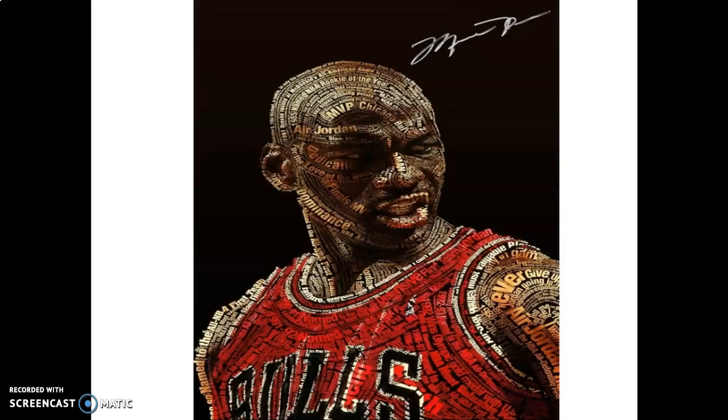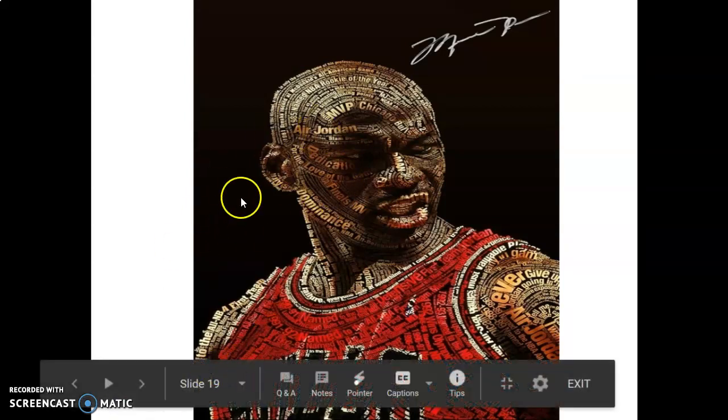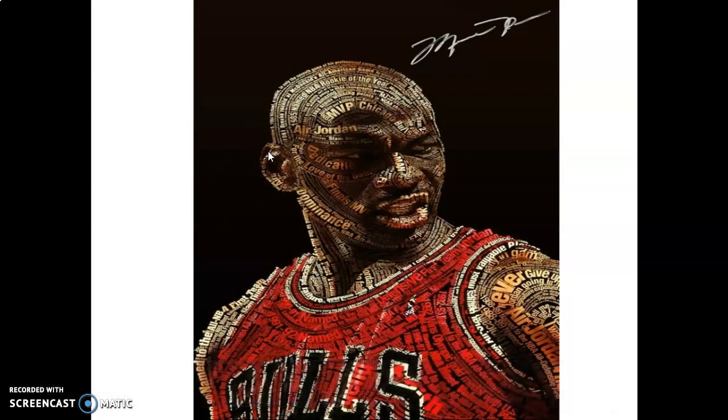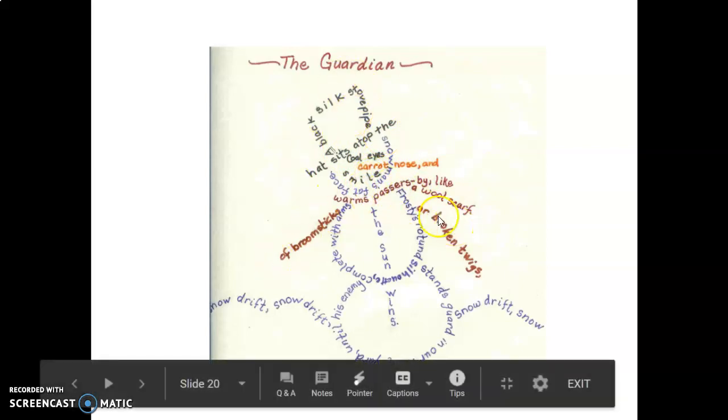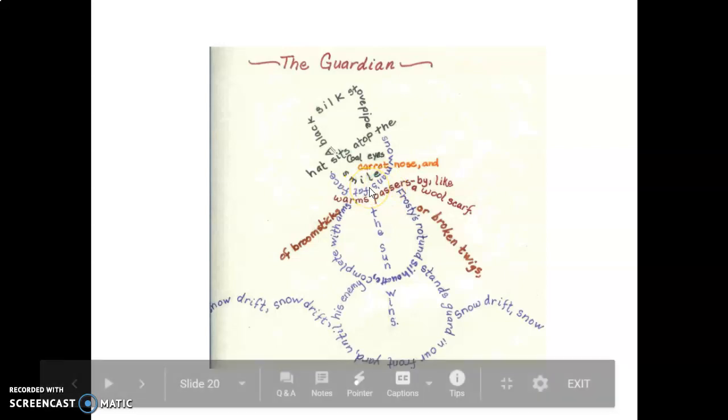Love this one, Michael Jordan, big Michael Jordan fan. And again, this one is really words that associate with his career, and they've used that to create that picture of him. Here's another one called The Guardian. Absolutely love this one. I also love the different colors. So the orange here for the snowman and the nose, the top hat in black, the arms in brown, the scarf here in black too. So just really, really clever.